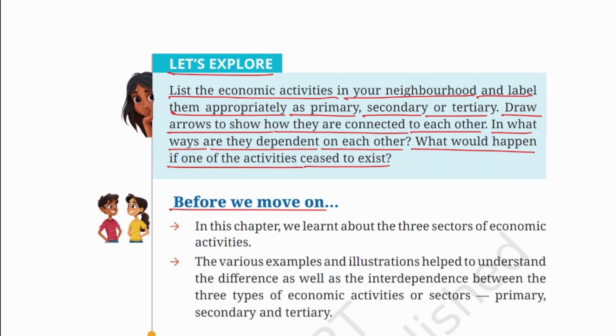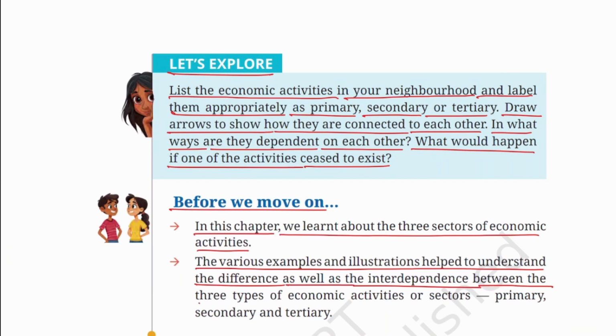Before we move on, in this chapter, we learned about the three sectors of economic activities. The various examples and illustrations help to understand the differences as well as the interdependence between the three types of economic activities or sectors: primary, secondary, and tertiary.